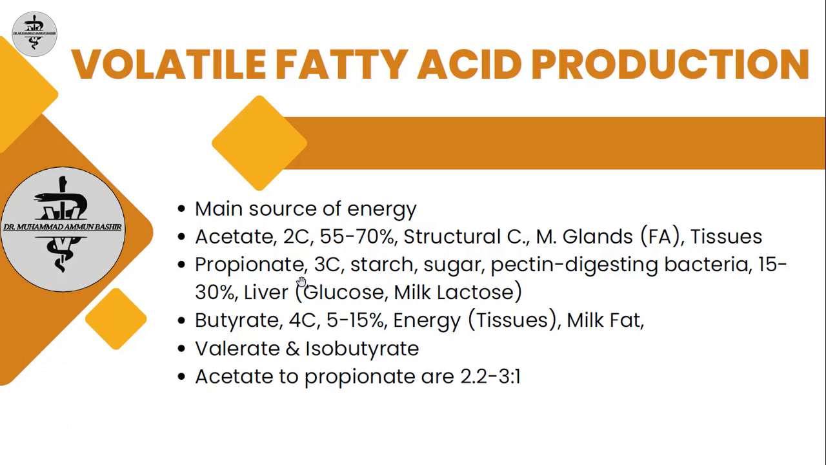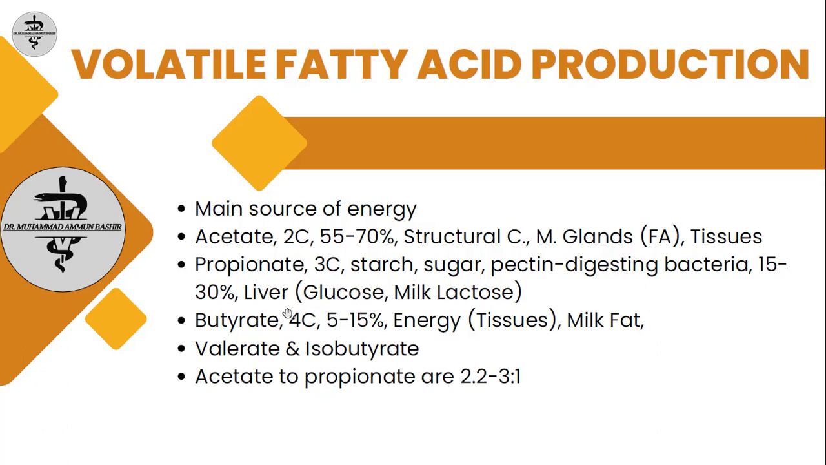The second one is propionate. Propionate is a 3-carbon chain. Propionate is made via the fermentation of starch and sugar, and via pectin digesting bacteria. Propionate makes up 15 to 30% of total volatile fatty acids. Propionate is used in the liver as a source of glucose. That's why propionate is called the glucose precursor as well. In the milk, propionate makes milk lactose.